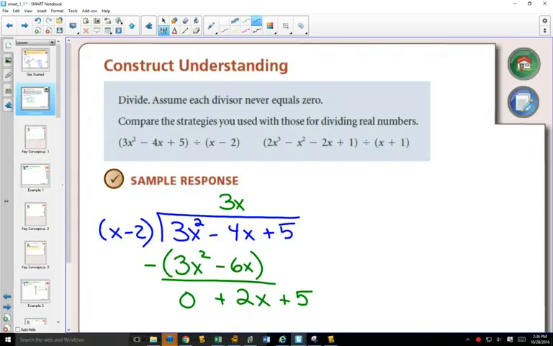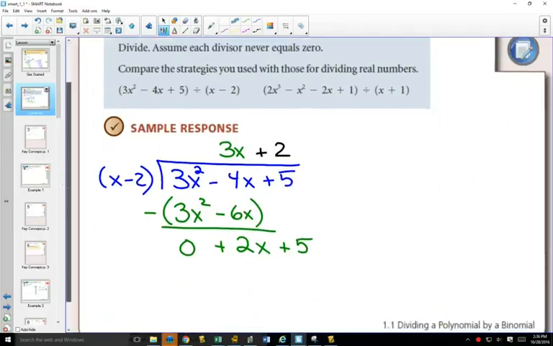Now what's my first number? 2x. What would I have to multiply x minus 2 by to get a 2x? I'd have to multiply by a 2. I'm going to just switch colors so we can see we're doing the same thing again. Step 1, we figure out that that's going to be a 2. Step 2, we take that 2 and we multiply it by x minus 2. So we get 2x minus 4. Step 3, put brackets around it and subtract. 2x minus 2x is 0. 5 minus a negative 4 is plus 9. That's going to be our remainder.